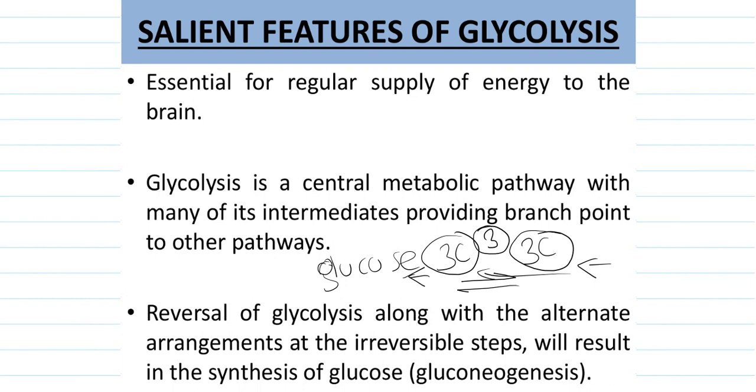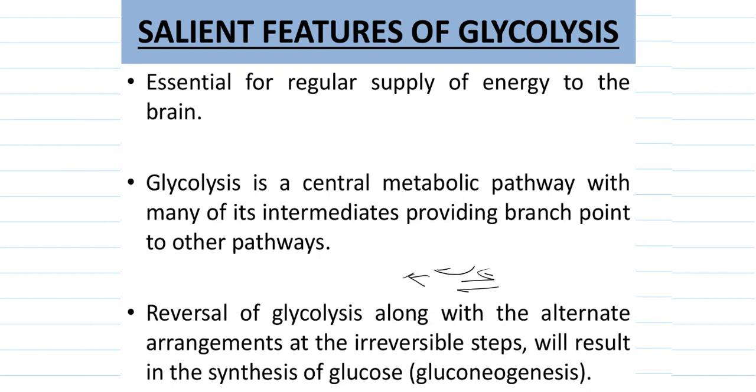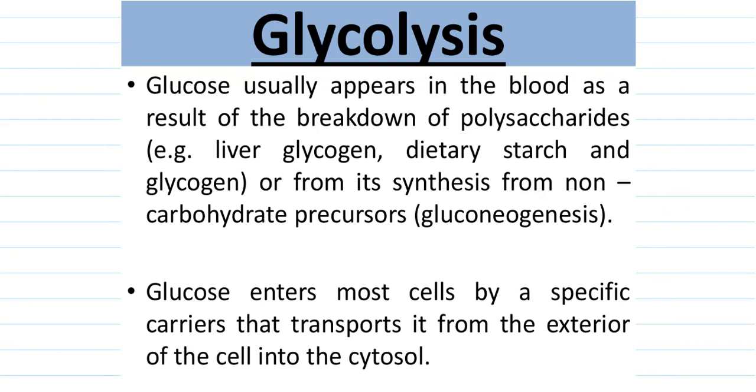So if we reverse the glycolysis, along with alternate arrangement at the irreversible step, that will result in the synthesis of glucose, which is also called gluconeogenesis. Okay, so now we are in the topic glycolysis.